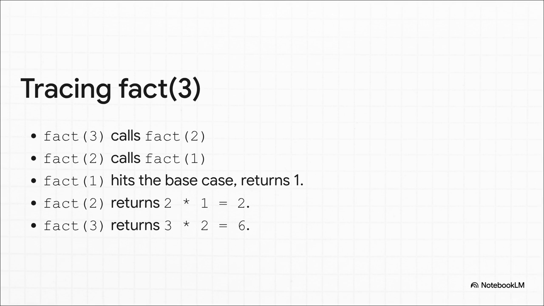Now the whole process unwinds. Fact of 2 gets that 1 back, calculates 2 times 1, and returns 2. Finally, fact of 3 gets the 2 back, calculates 3 times 2, and returns our final answer, 6.